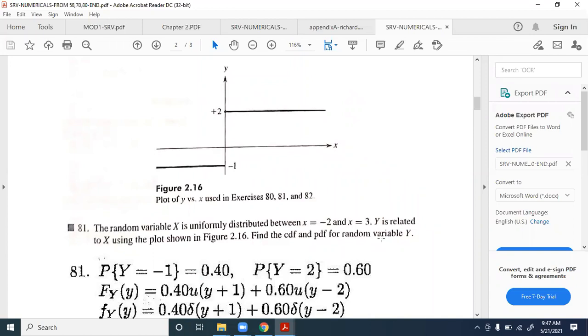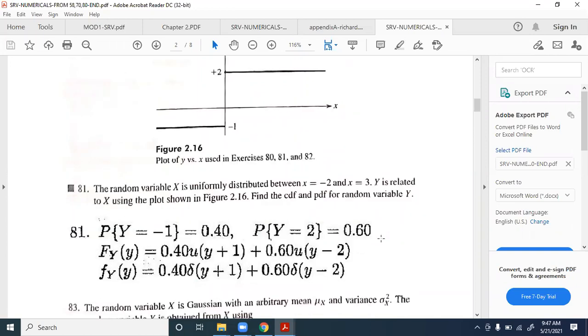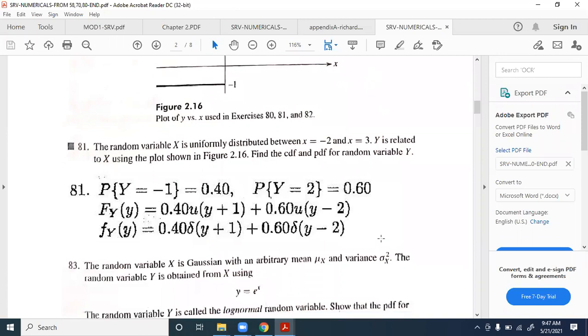Okay. Now if you try to see over here, x is uniformly distributed between -2 and 3. So we should write here the PDF for x. The PDF will be uniform between -2 and 3. So what is the duration from -2 to 3?